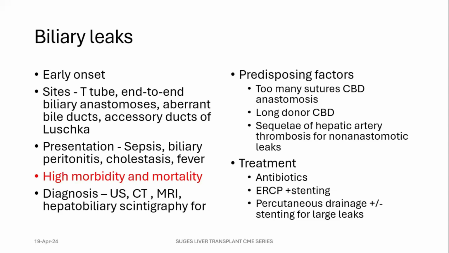The treatment, you have to first control sepsis if it's there, and you're going to give antibiotics. ERCP and stenting, especially where there is an end-to-end biliary anastomosis, like the CBD, can also help control a leak. And then you may have to do percutaneous drainage, plus or minus stenting, for large leaks.